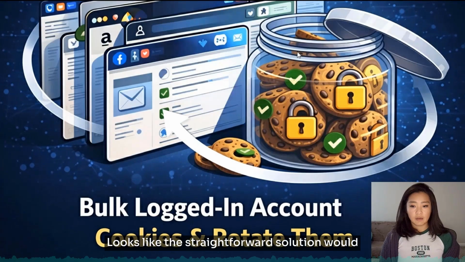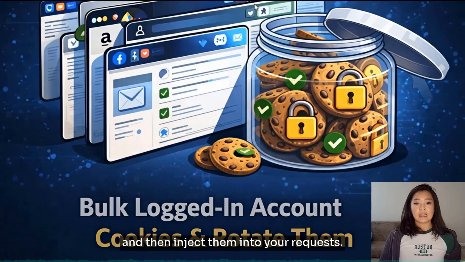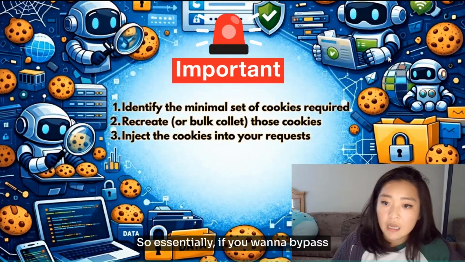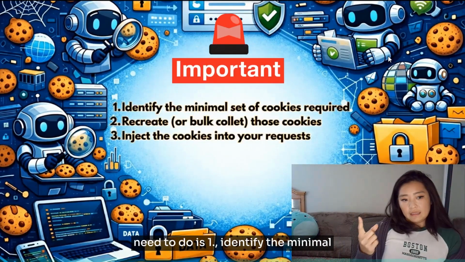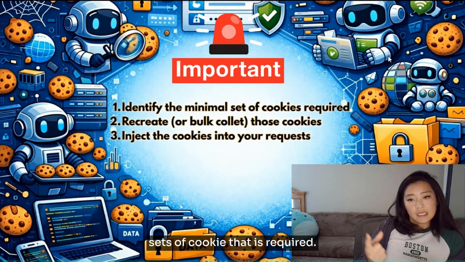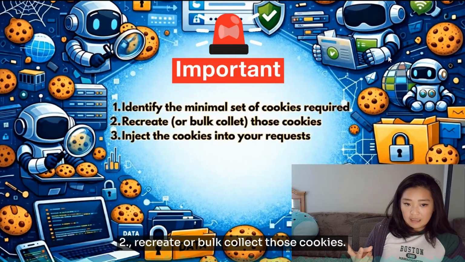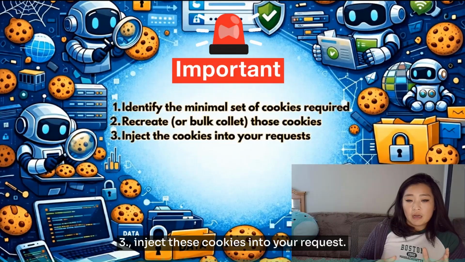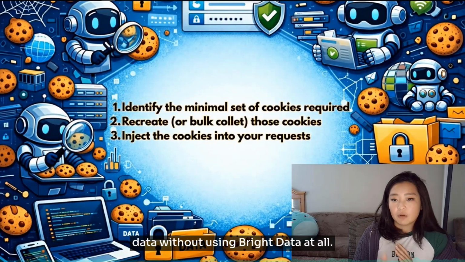It looks like the straightforward solution would be to collect a bulk amount of logged-in cookies and then inject them into your request. So essentially, if you want to bypass any scraper on Bright Data, what you need to do is: 1, identify the minimal set of cookies that is required. 2, recreate or bulk collect those cookies. 3, inject these cookies into your request. Now you can just send requests directly to the website and get the data without using Bright Data at all.